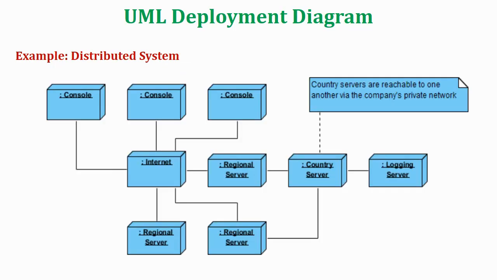The next example is a distributed system. All the consoles send a request to the internet. The internet distributes the information to all the regional servers, which get it and start the execution. All the regional servers are connected with the country server, and the country server is attached with the login server. This is the way we distribute the information and execute the content.